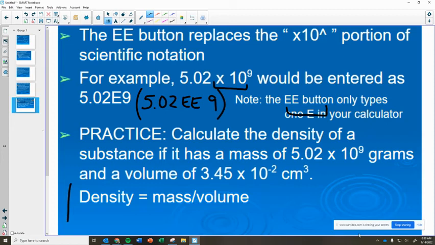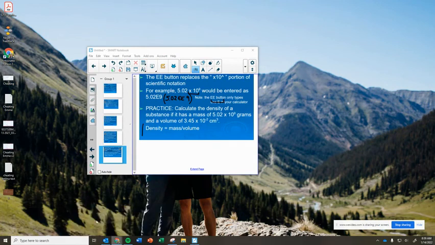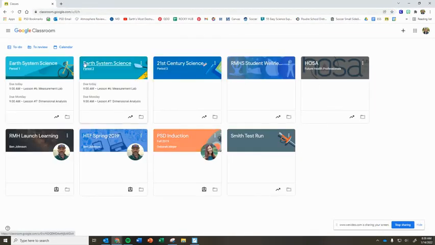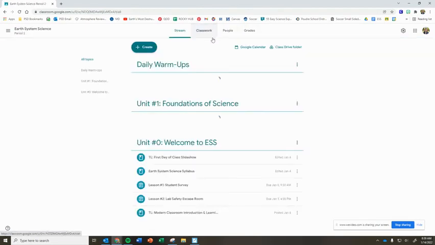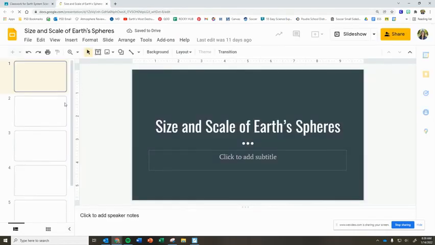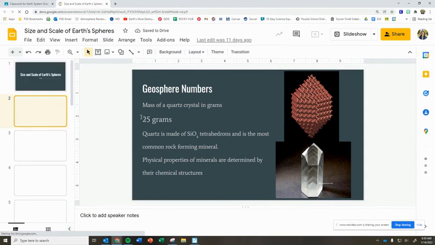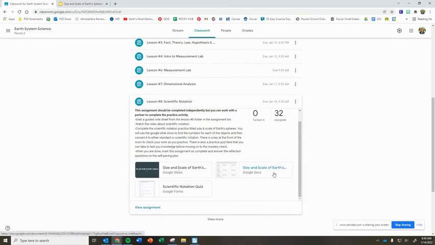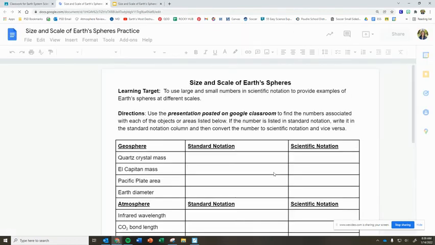There is a practice on Google Classroom. So what you're going to do is come to Google Classroom, and then click on Earth System Science. You're going to come down to scientific notation. There's a size and scale activity. So you're going to go through, and there's a number. It's either in scientific notation or in standard notation. So you're going to choose that number, and then you're going to go to size and scale of Earth spheres.